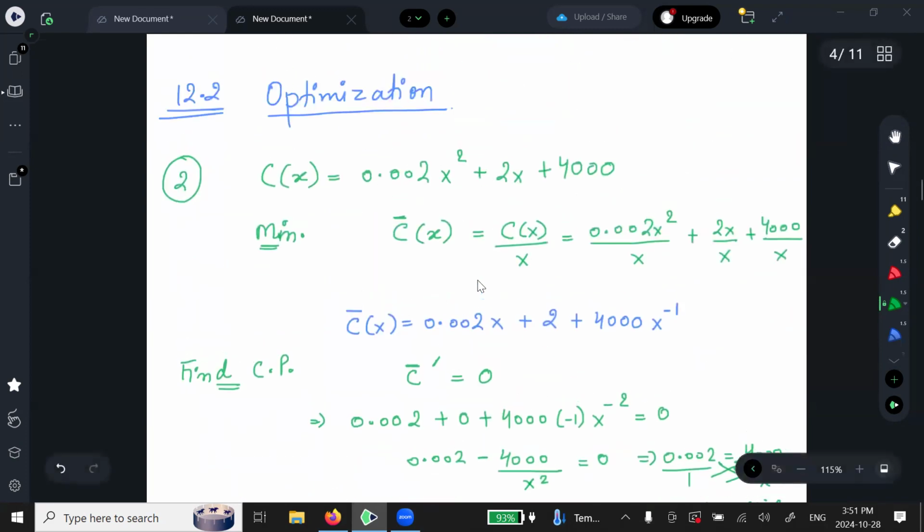Yes, you plug it in the C bar. Yeah, this one.